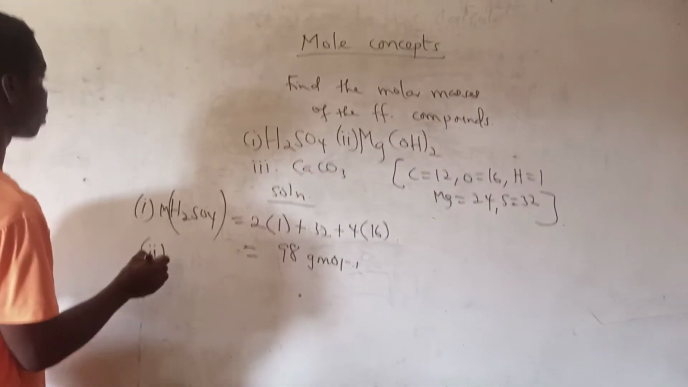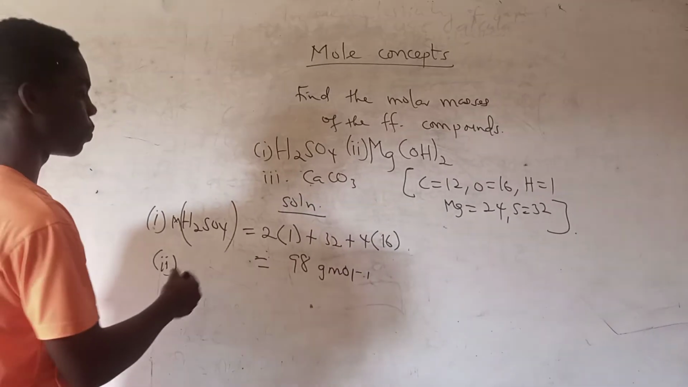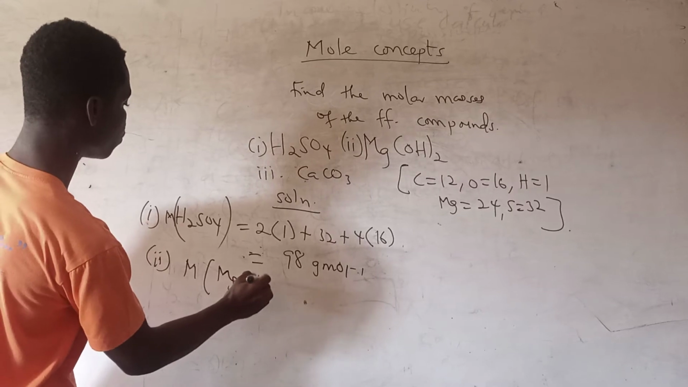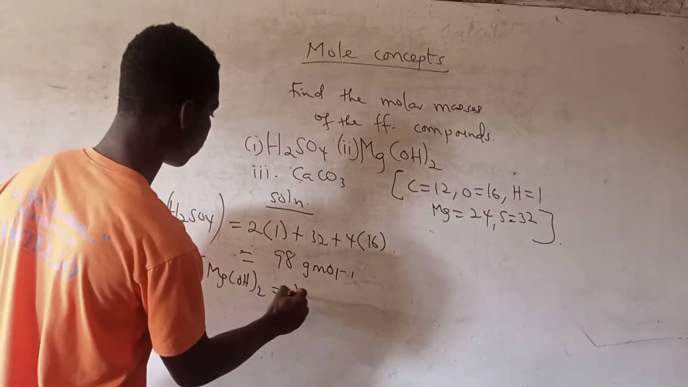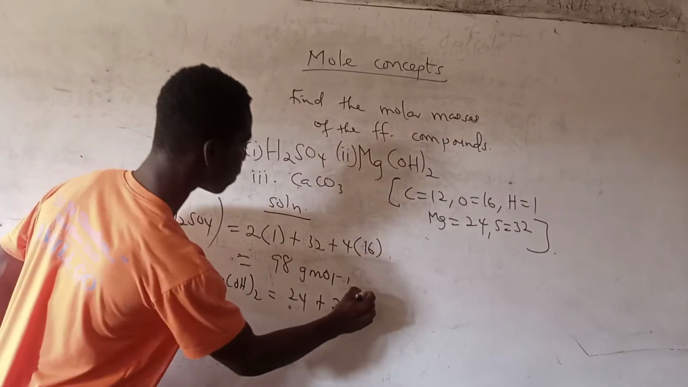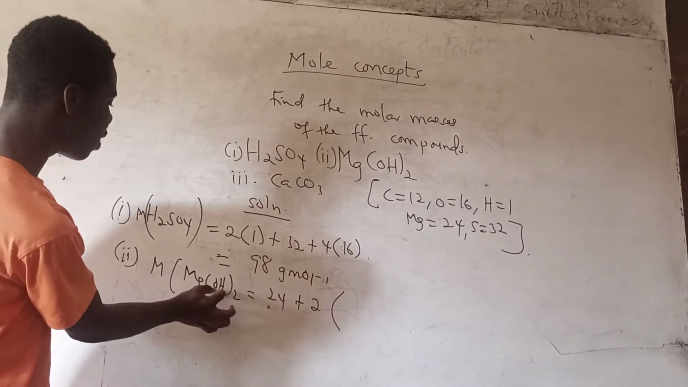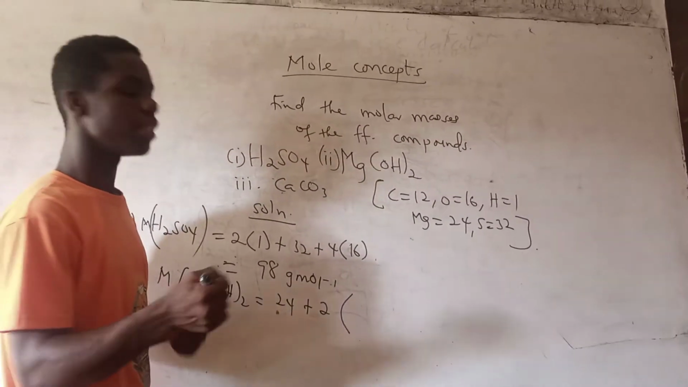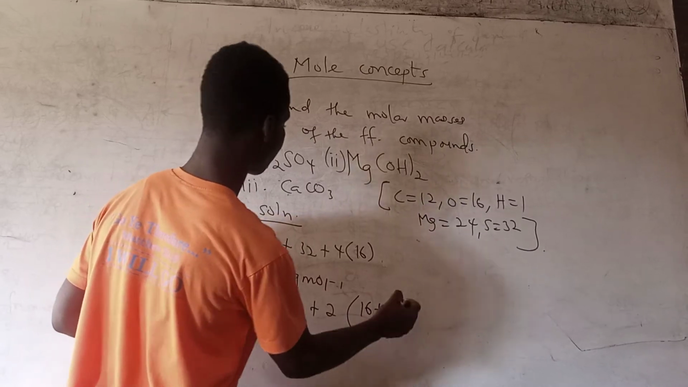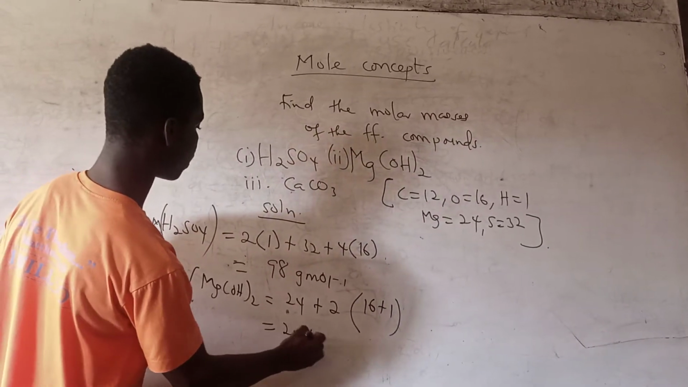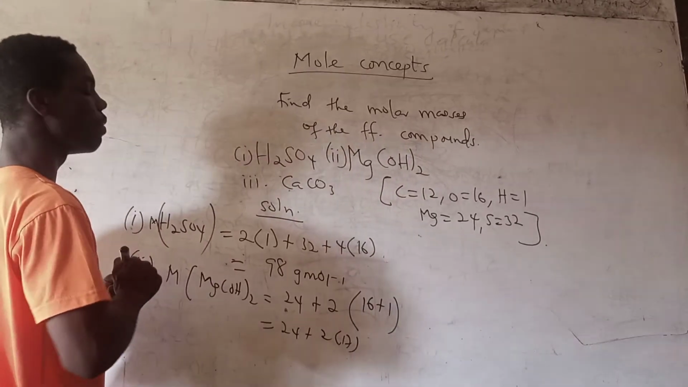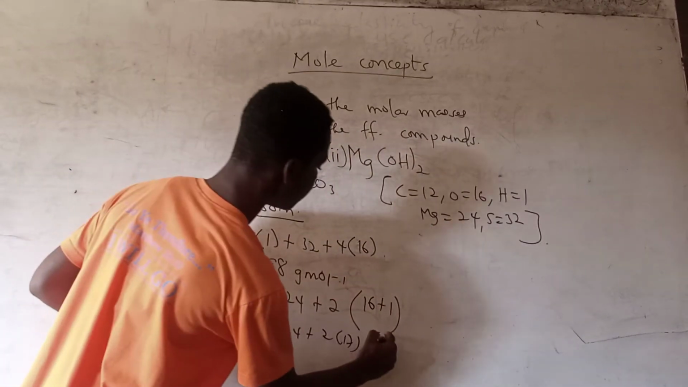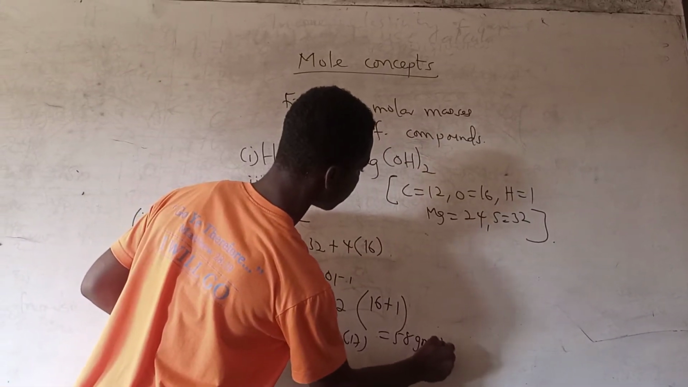Let's go to question 2, the molar mass of Mg(OH)2. Magnesium is 24 plus 2 multiplying OH. The 2 here is multiplying everything in the bracket. Oxygen is 16 and hydrogen is 1. So everything is 24 plus 2 multiplying 17. 2 times 17 makes 34. 34 plus 24 making 58. So 58 grams per mole.